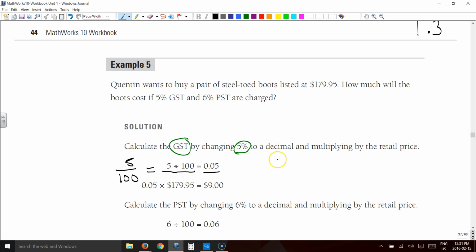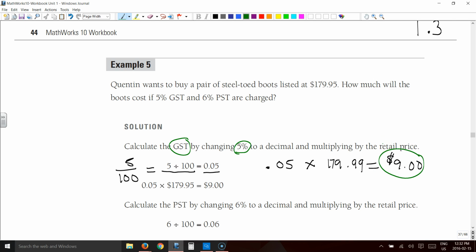And then let's multiply that amount. So we want to know what 5% of 179.95 is. And when you make that calculation on your calculator, you'll find that you get 9. So $9 is the GST.